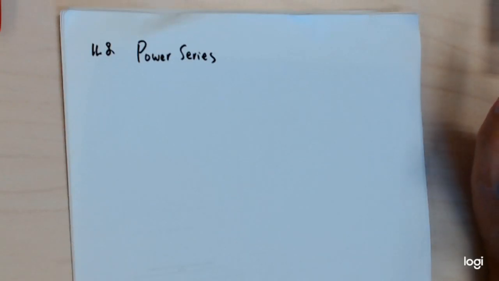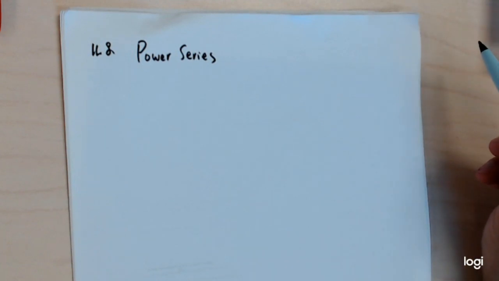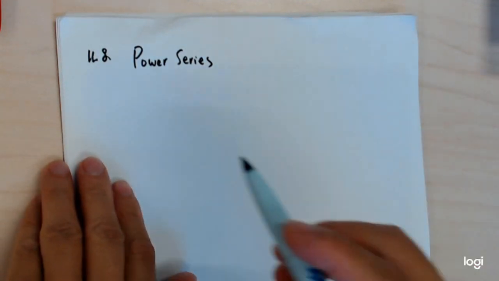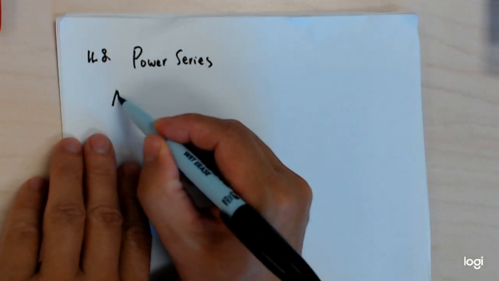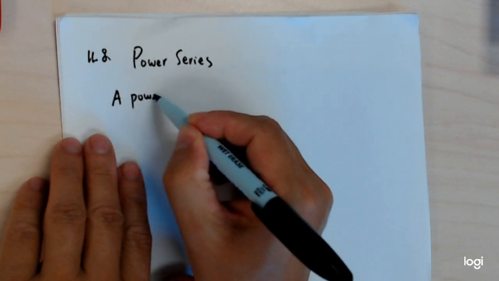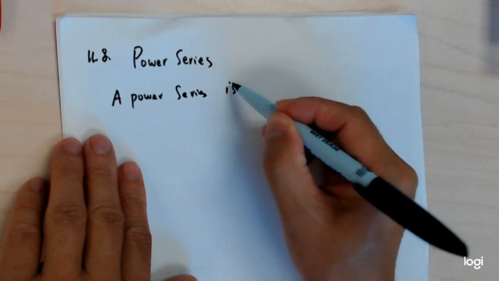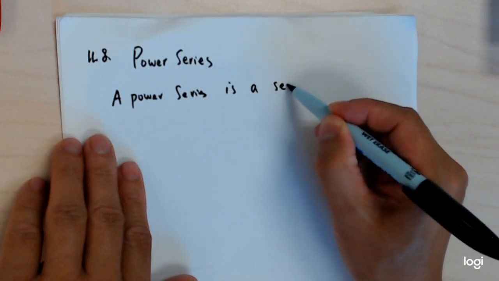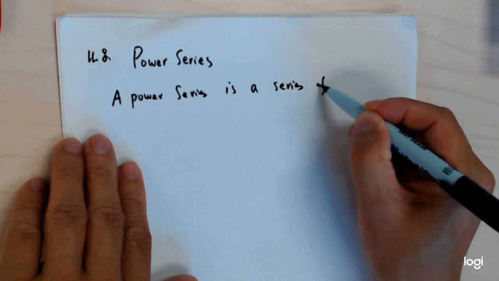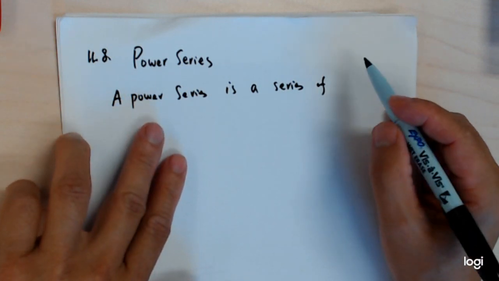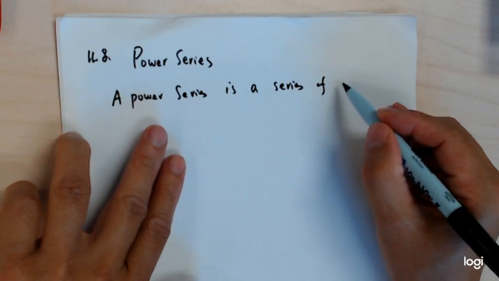So in this section here, we talk about power series. Power series, so it's a special looking series. I will give the definition first to show you what a power series is. Power series, obviously, the name indicates some kind of a power function, right? A power series is a series of the following form.